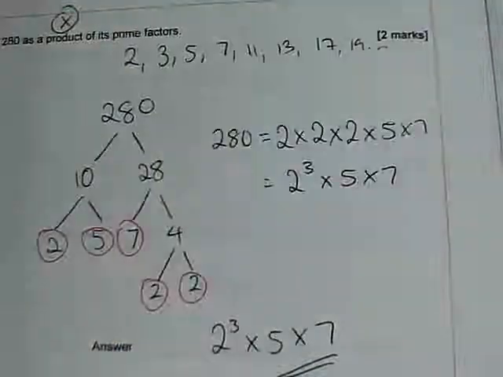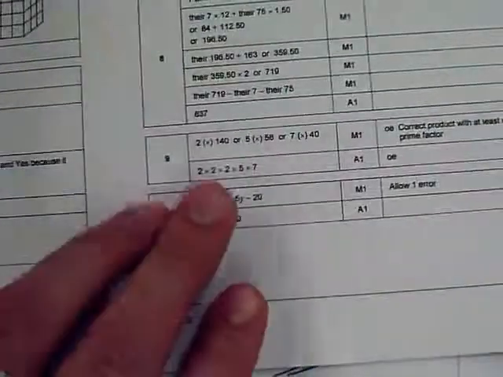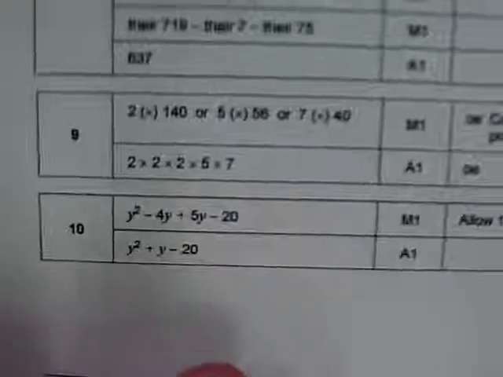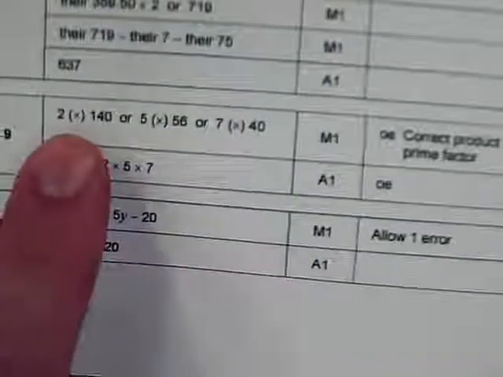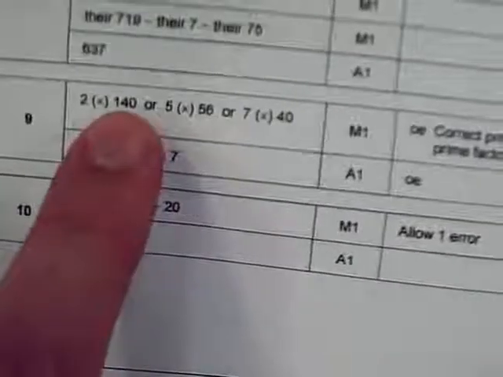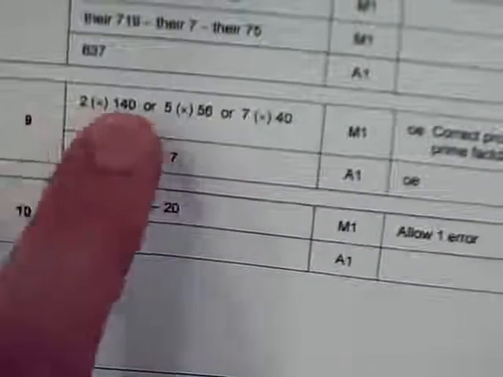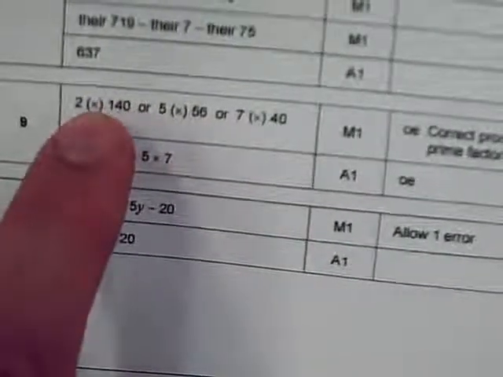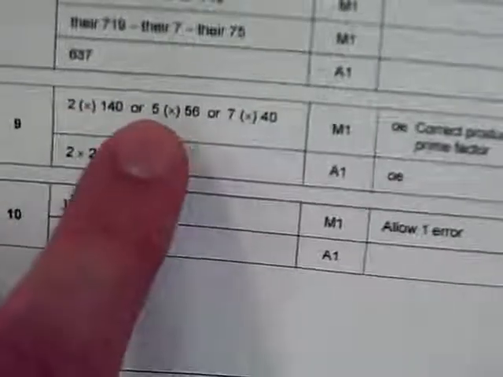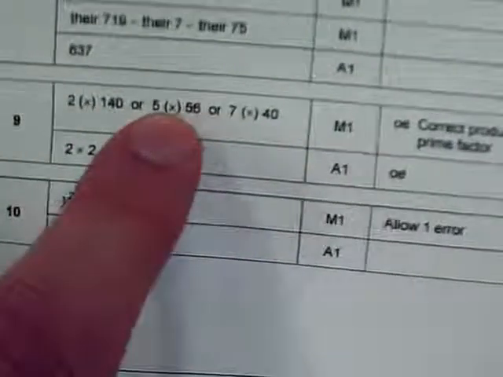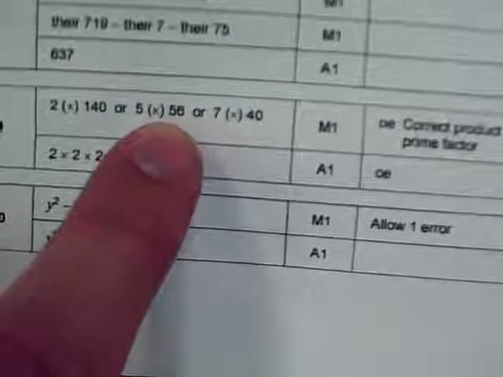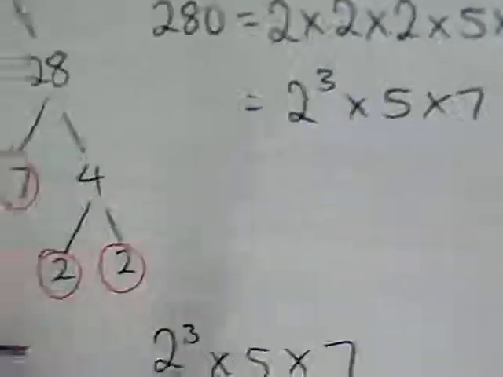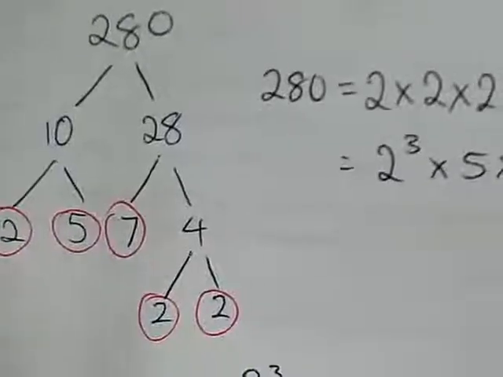So let's have a look at the mark scheme. Here we are, number 9. It says, to get the first mark, you need to write a product. So if you wrote 2 and 140, they would multiply to make 280, which is what we want, so you get a mark. If you wrote 5 and 56, again, they would multiply to make 280, so you get the mark. As you can see, doing the tree on its own won't give you any marks.